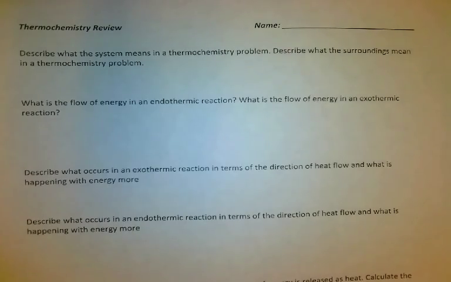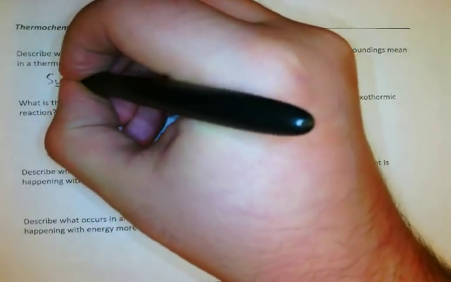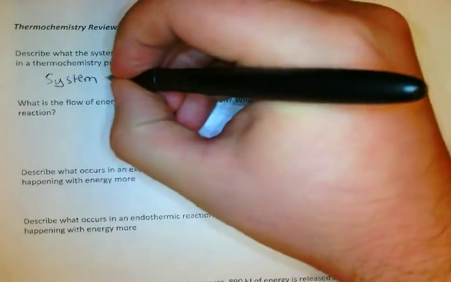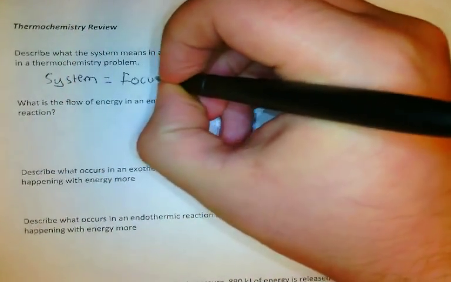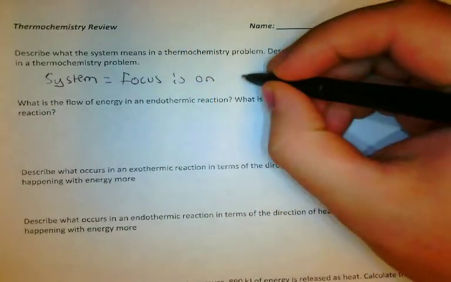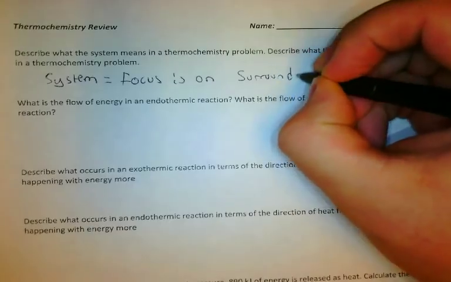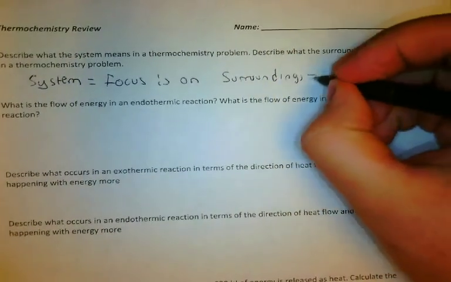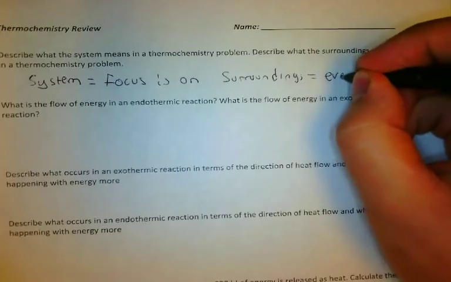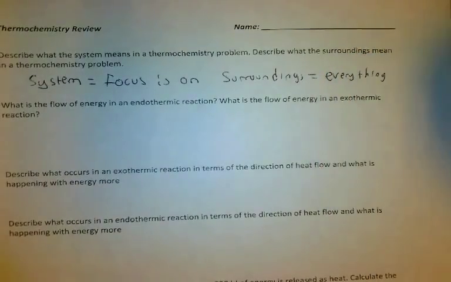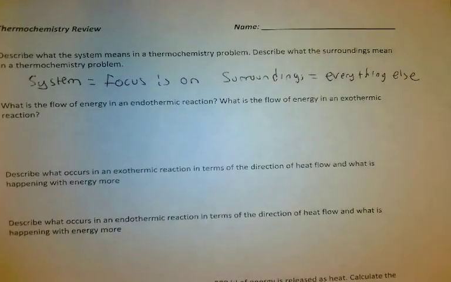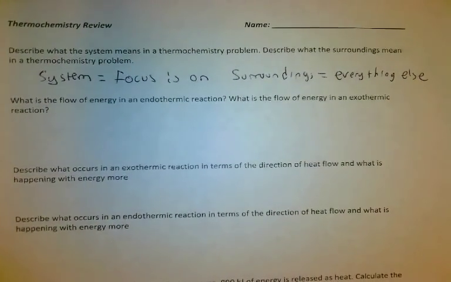So, first question states, describe what the system means in a thermochemistry problem. Describe what the surroundings mean. Remember, we said system is what our focus is on, and our surroundings are everything else. So, when we are looking at these problems, system is what we're focusing on, surroundings are everything else.